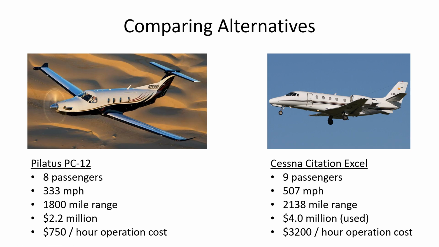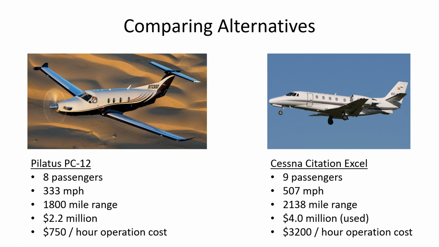Turboprops use less fuel. The engines are less complicated. And there's only one engine instead of two, so that brings the operation costs down as well. And so the ranges are relatively similar, 1,800 miles versus 2,100 miles. The turboprop's slower, and it carries fewer people, but it could be a good alternative if you're only going a few hundred miles, then traveling at 333 miles per hour seems like it would probably be good enough.